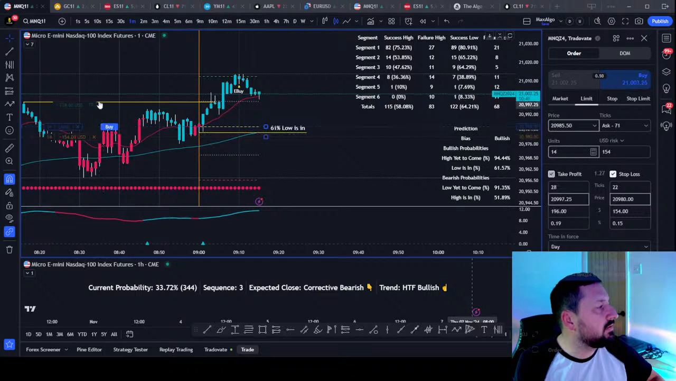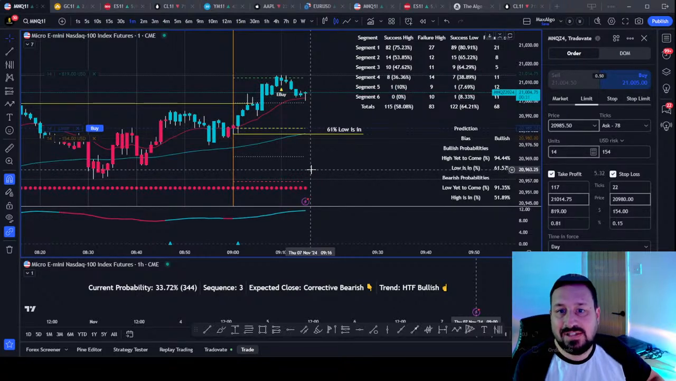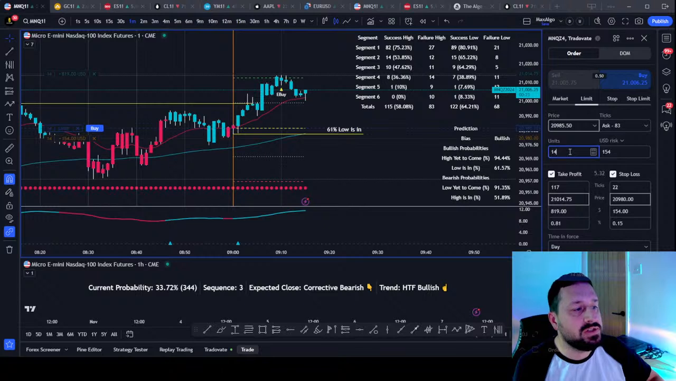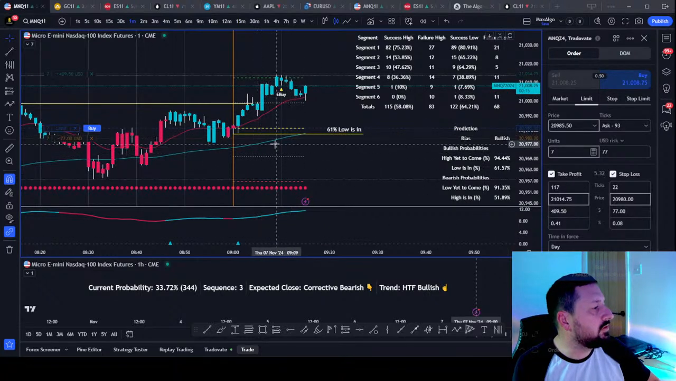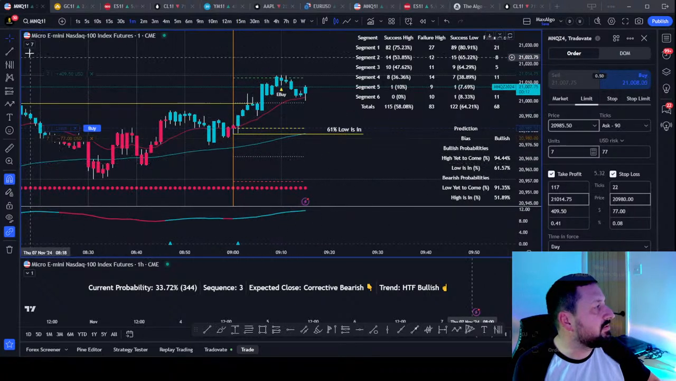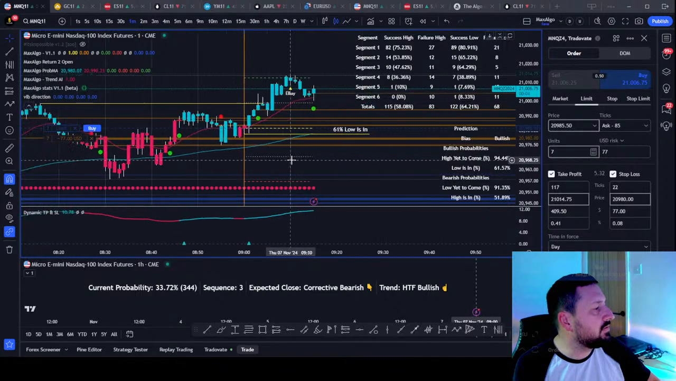What do you reckon? Might just go. Could New York come down and wick it? What do you reckon? Got 14 contracts on that. Let's just do 7. Go on, go on, go on. I think if New York's going to come down, it's going to be... Let's put the VIBs on. We could use these VIBs, potentially.